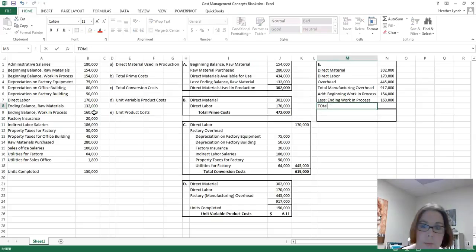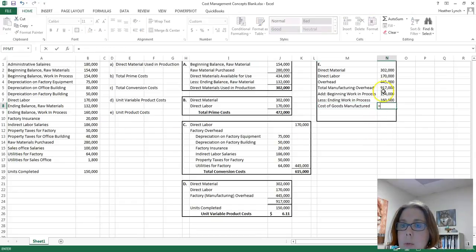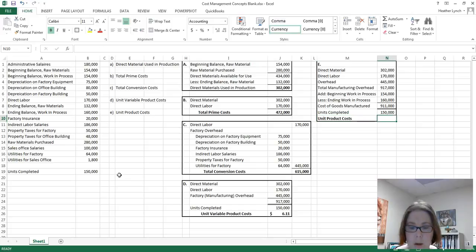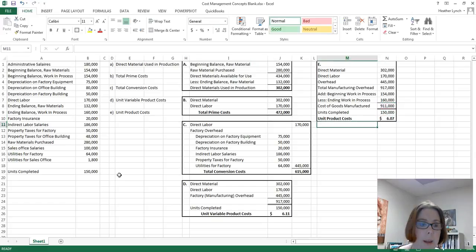So my cost of goods manufactured is equal to my 917 plus my beginning work in process minus my 160,000, so that's 911,000. My units completed, again, that's provided to us. So my unit product cost, take the 911 divided by the 150,000.